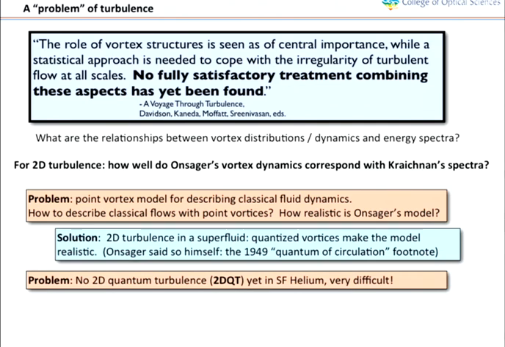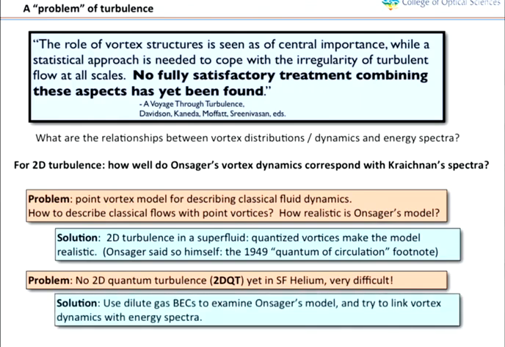But this brings up another problem. There have been no two-dimensional quantum turbulence experiments yet in superfluid helium. This is extremely difficult to do. And this is where Bose-Einstein condensates come in. One possible approach to this problem is to use BECs to examine Onsager's model and try to link vortex dynamics with energy spectra.